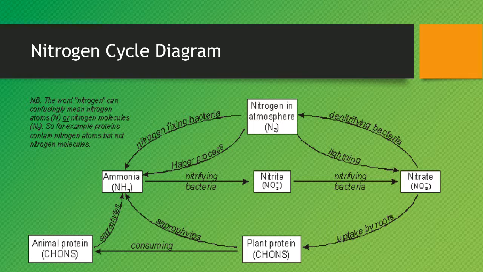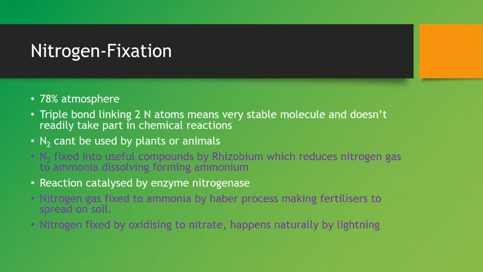So whenever you have nitrate, the plant will take this up by the roots, and then the animal can consume these plants, and then by saprophytes it'll be turned back into ammonia, or the plant protein itself will be turned straight into ammonia through saprophytes. Now, whenever you have nitrates, there's a little thing called denitrifying bacteria, which will carry out denitrification, and this turns the nitrate into nitrogen in the atmosphere, and then the cycle repeats.